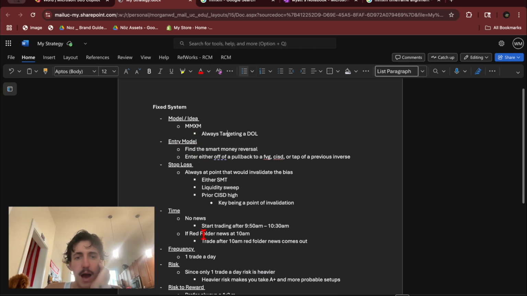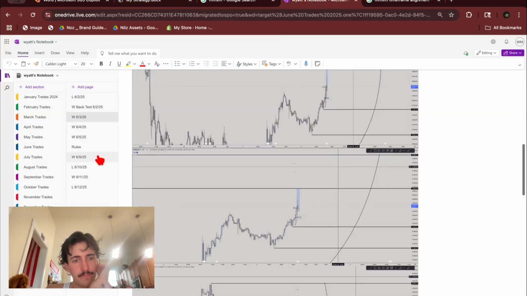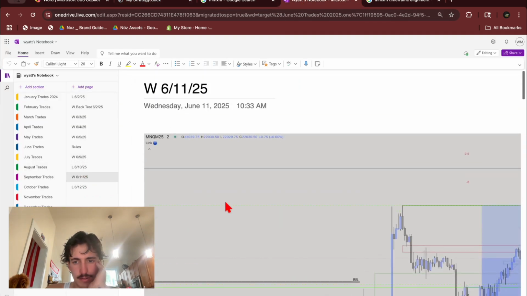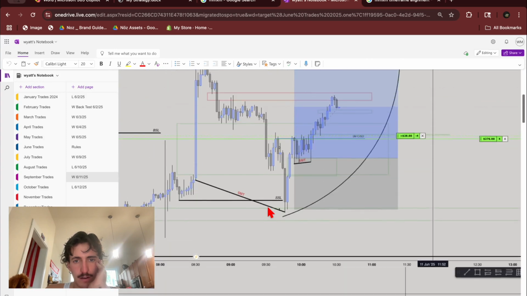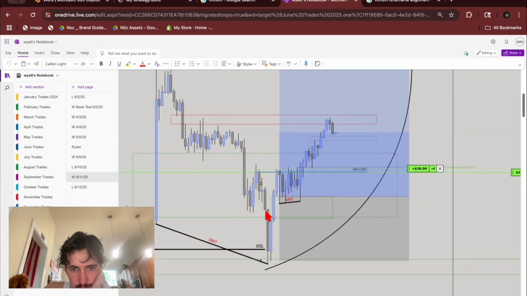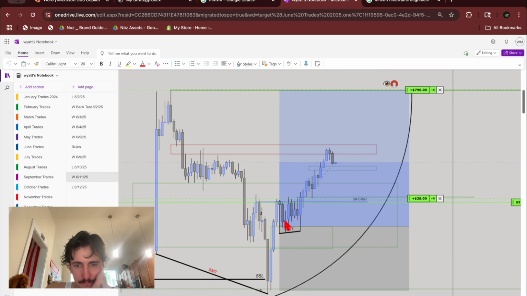The entry, I prefer to enter off of either an inverse and a tap back into it. Say you have, I think this is a good example, right? So if we look here on the 5 minute, you get this inverse of these two key bearish imbalances, right? Then you tap back into it, which is also a bullish imbalance. So this is a high probability zone to reject to go higher. This is one of my favorite entries right here.